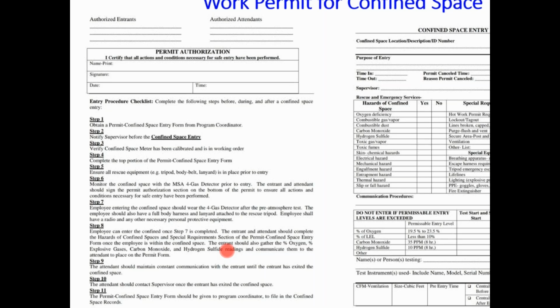But we are not going to use mobile phones, because these mobile phones have some charge, and we are using electromagnetic waves for communication with the mobiles, and those electromagnetic waves may act as a sparking medium for the hydrocarbon gases. So we are not going to use mobiles where there is a possibility of hydrocarbon or flammable gases. Then the attendant should contact the supervisor once the entrant has exited the confined space.